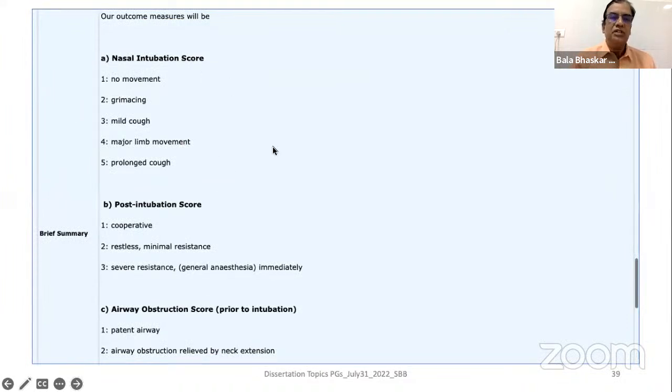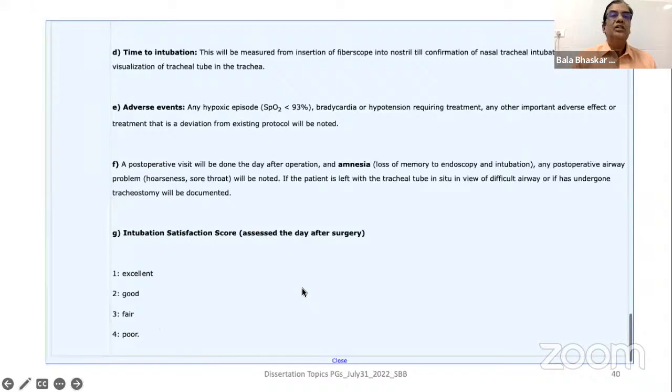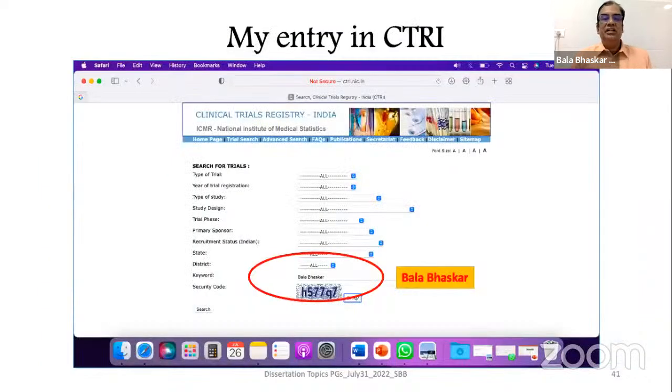So it is like a one-stop option for us to get all the details. They have written about the nasal intubation score, post-intubation score, and airway obstruction score. All these details are available with respect to the particular topic. So I will strongly advise our colleagues who are advising PGs to go to these websites so that they can pick up very useful topics for their registry.